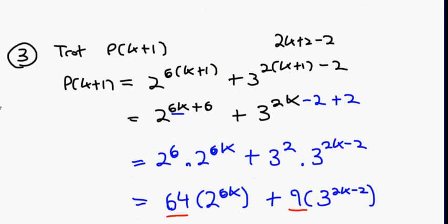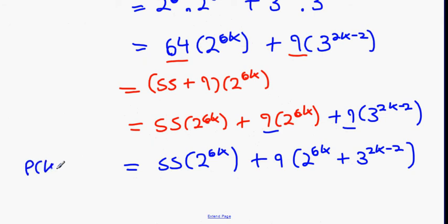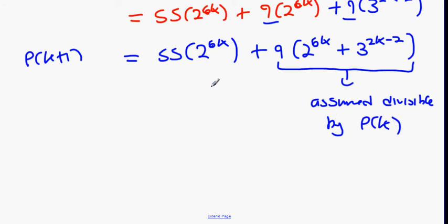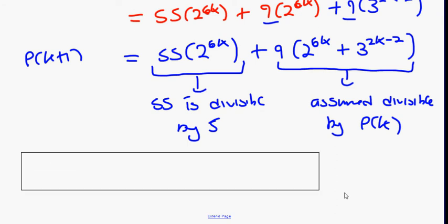Now this here is exactly the same as P of k. So this is assumed divisible by 5, since it's P of k. And this part here, 55, is divisible by 5. So then we're on to the proof part of this, or the written part.